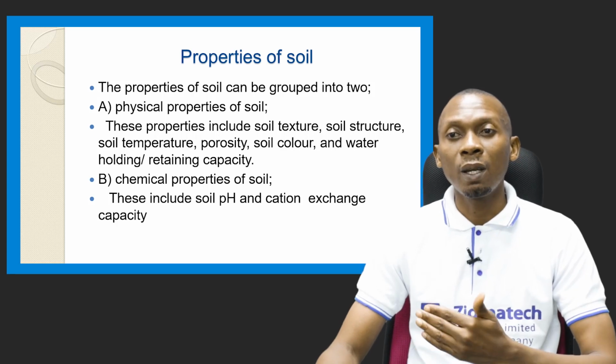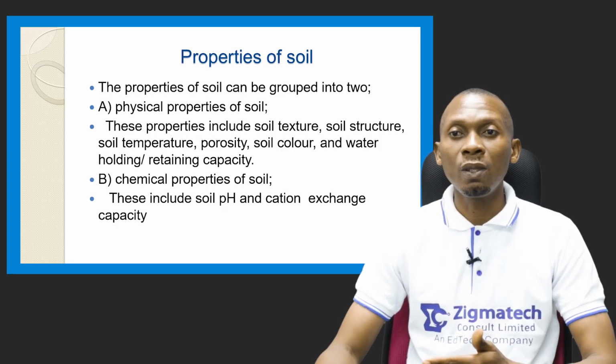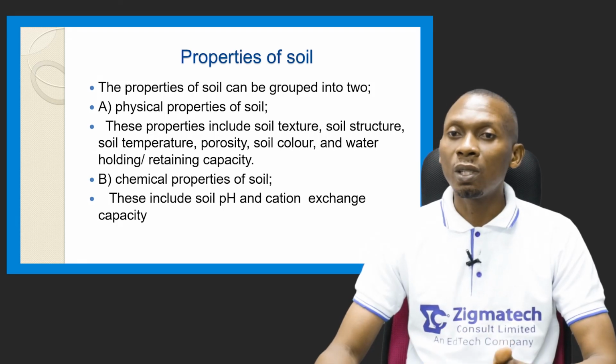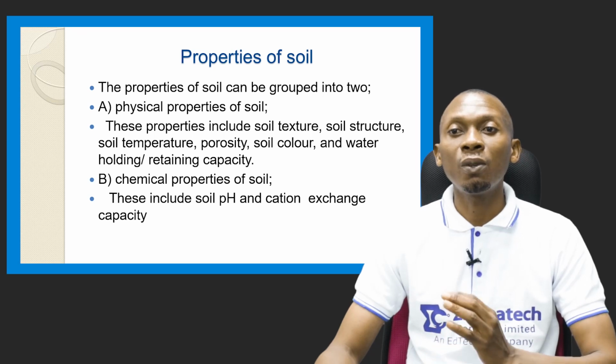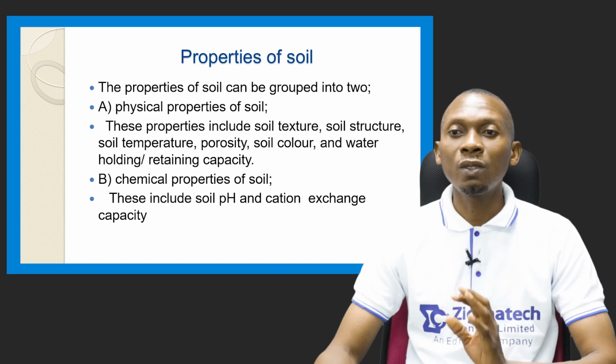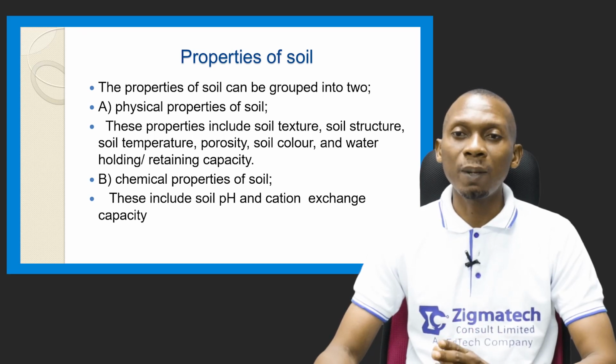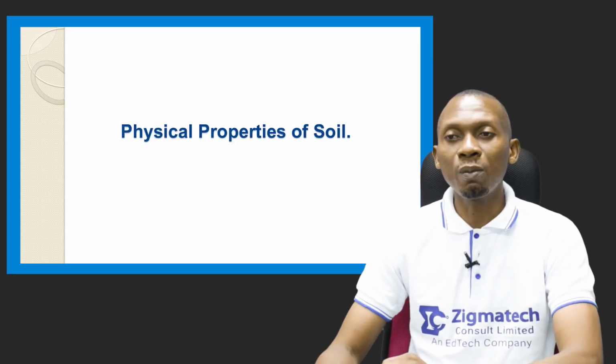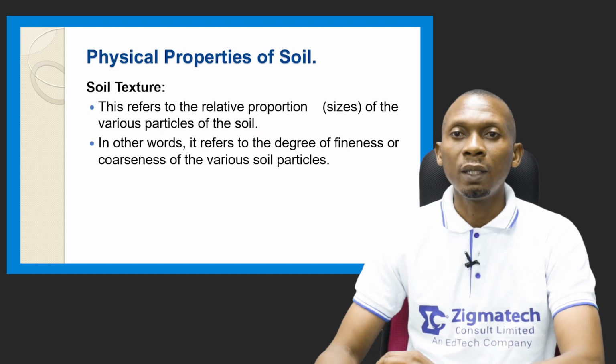Now, let's take a look at the physical properties of soil. We have the soil texture, the soil structure, the soil temperature, porosity, soil color, and water holding or retaining capacity, which fall under the physical properties of soil, while soil pH and cation exchange capacity fall under the chemical properties of soil.